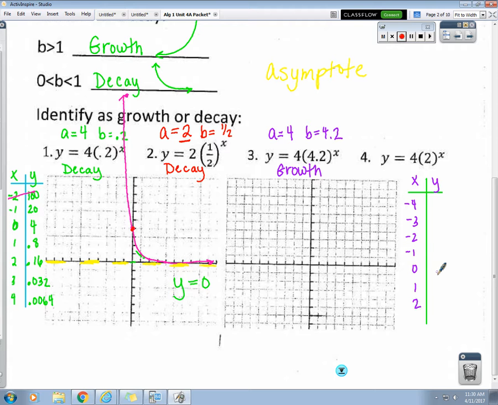Does anybody already have an idea of why I gave you more negative numbers? Because it's a growth, so over here is where it's going to approach the asymptote. Okay, and so over here is going to be the points that we weren't going to be able to plot anyway, so that's why I gave you fewer positive x values. So now plug those numbers in the equation for the x and figure out their y values.